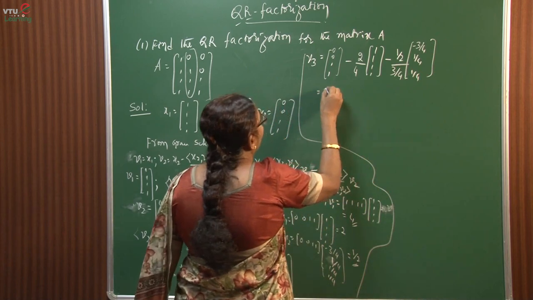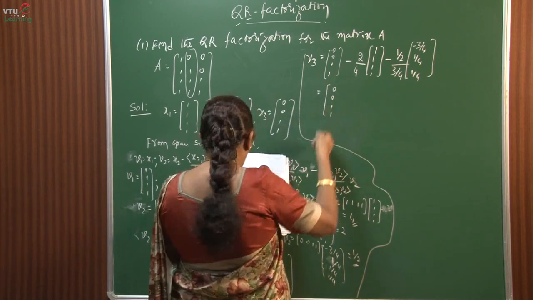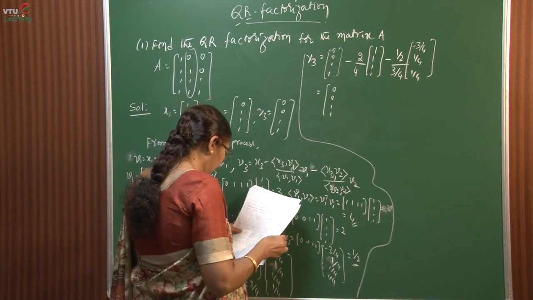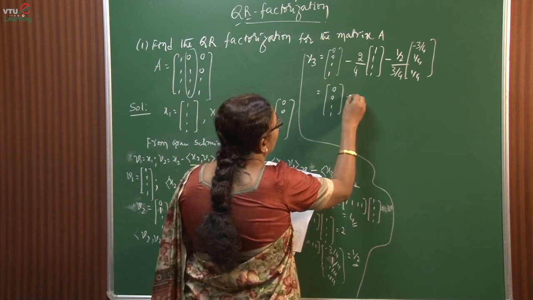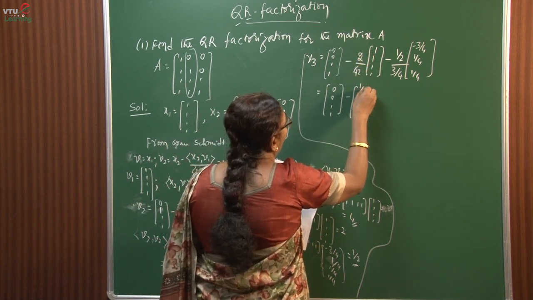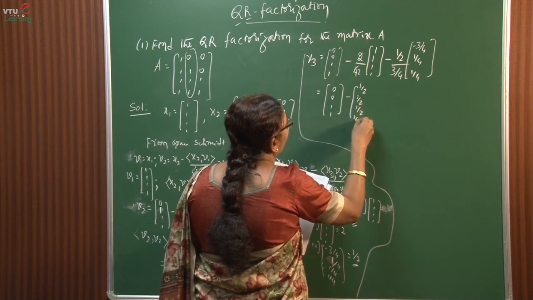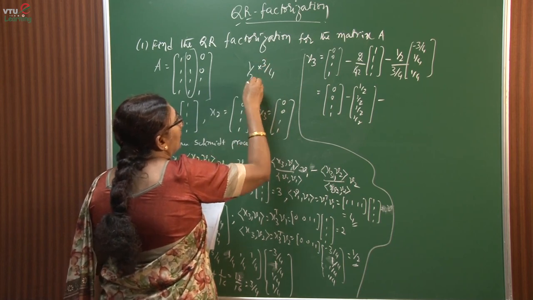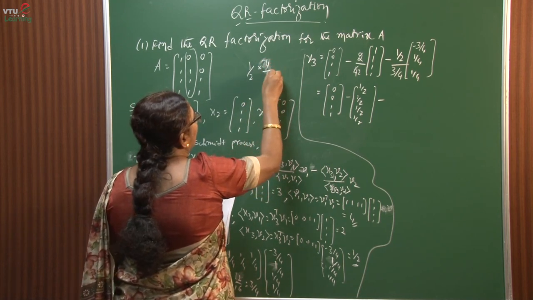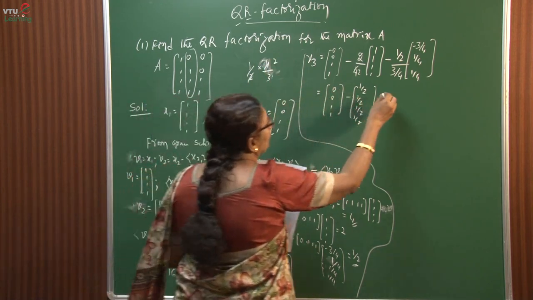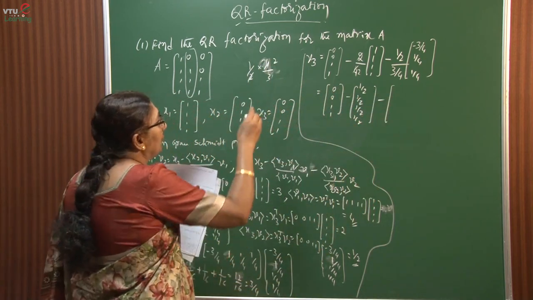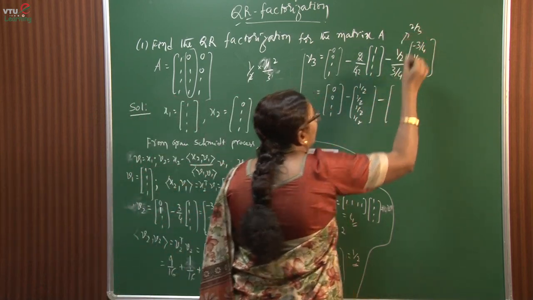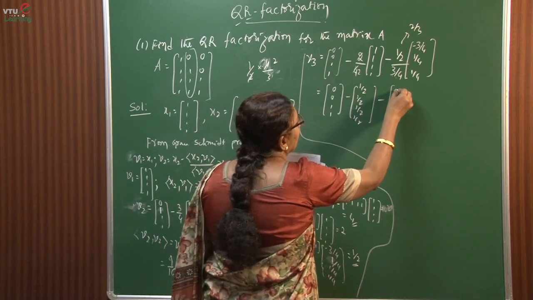Now, after simplification, 0, 0, 1, 1 minus half, half, half, half. Now this 1 by 2 into 3 by 4 means 4 by 3, 2 1s are 2, 2 2s are 4. Now we get 2 by 3. After the simplification we get 2 by 3. Multiplied with 2 by 3, what do we get? Minus half.